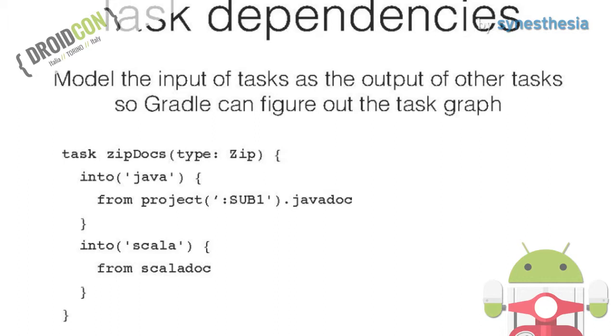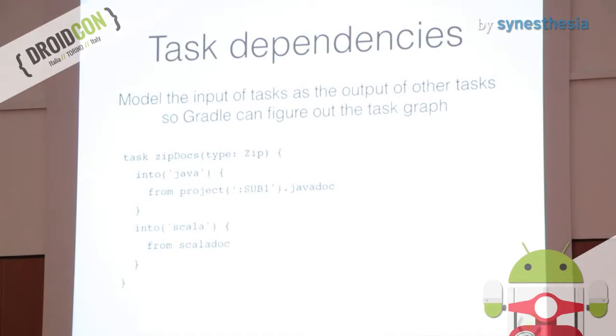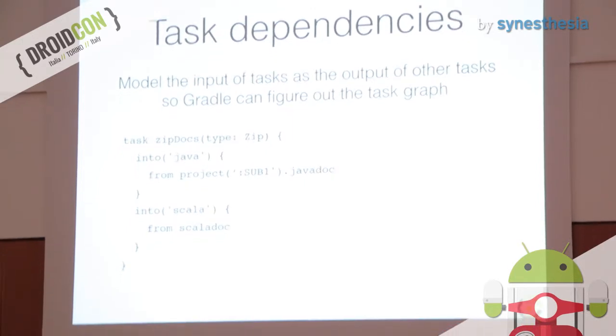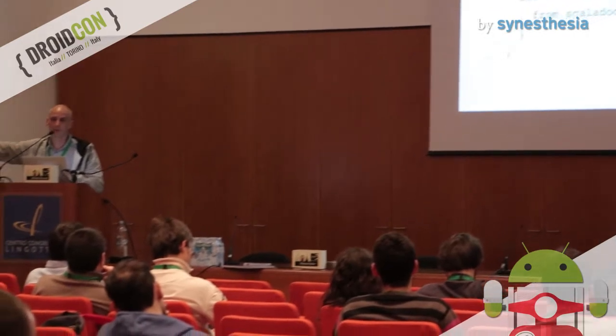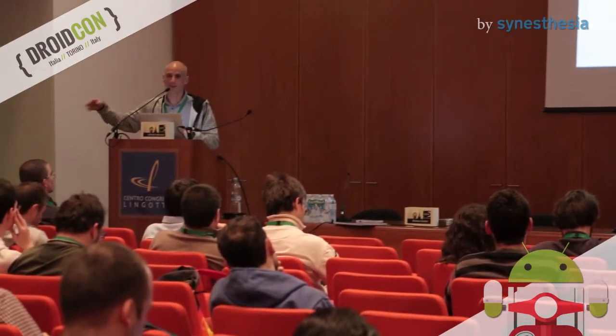Now I could say, well, for this zip file I need to go, please generate the Java doc from that folder and give me the Scala doc that was generated into that folder. You can do that and it works. But this is not how it's meant to be done with Gradle. You can be more abstract, more expressive.